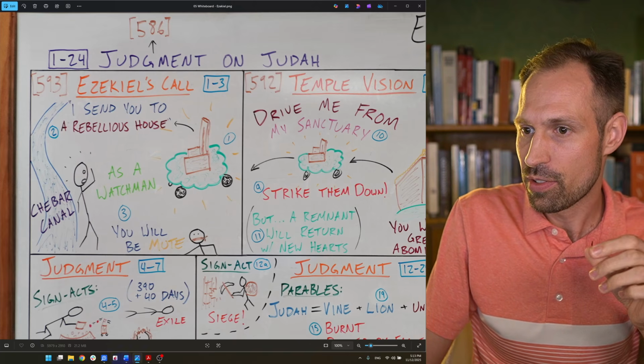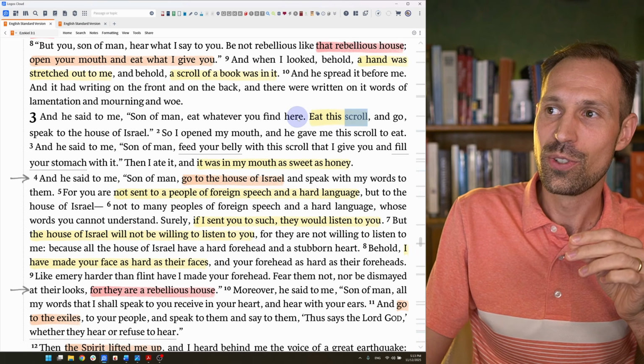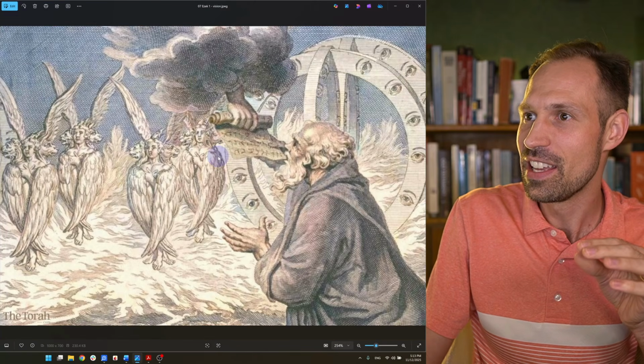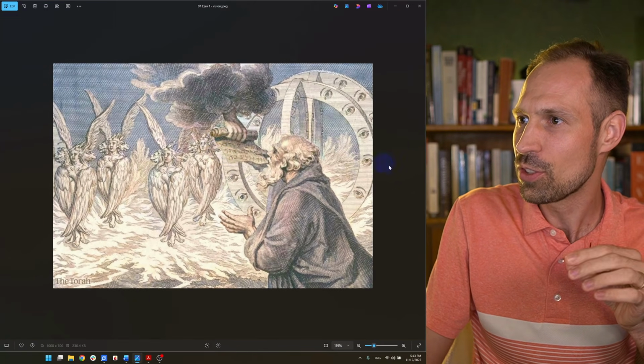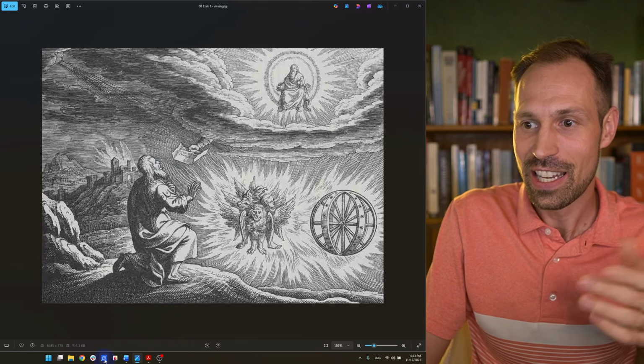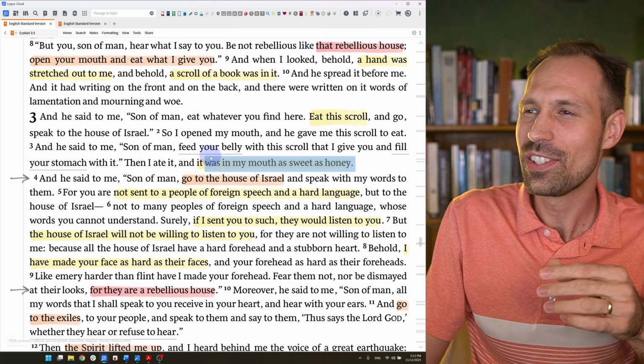However, in chapter 3, when he is handed this mysterious scroll and told to eat it, take a look at this. Ezekiel's handed the scroll and told to eat the scroll. Nom, nom, nom. He tells us that it actually tasted pretty good. He ate it and it was in my mouth as sweet as honey. This begins the first phase of Ezekiel's ministry, but let's step back to see the big picture.